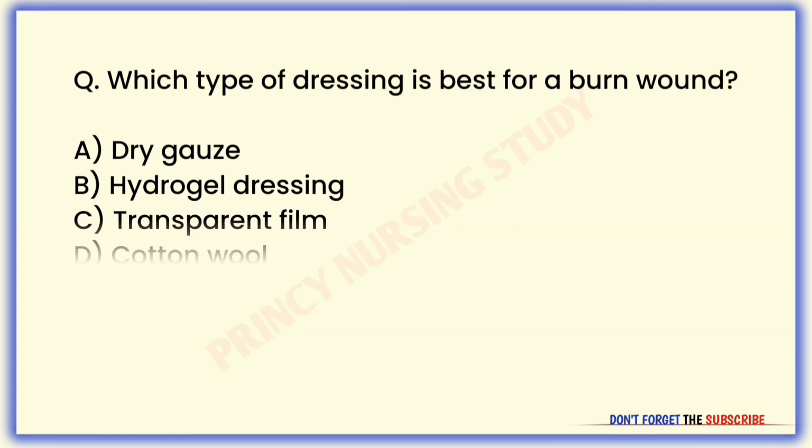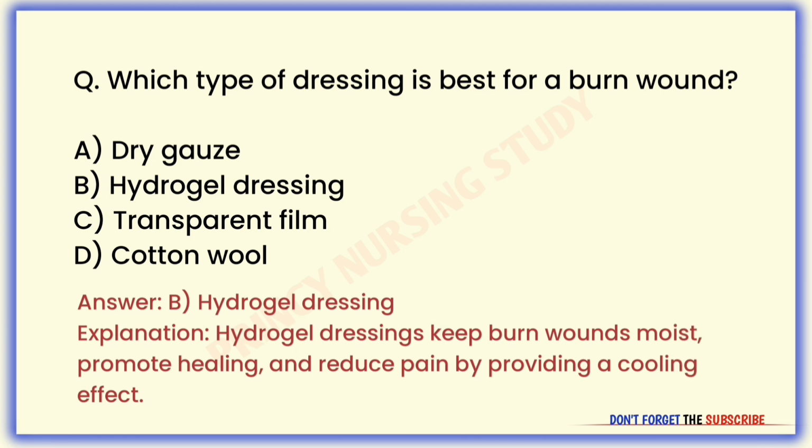Next question. Which type of dressing is best for a burn wound? Correct answer is B. Hydrogel dressing. Hydrogel dressings keep burn wounds moist, promote healing, and reduce pain by providing a cooling effect.